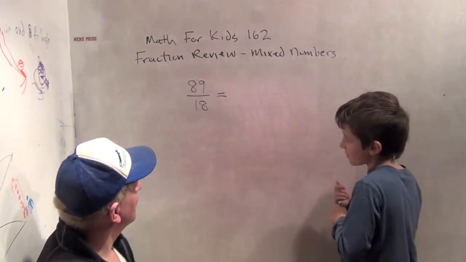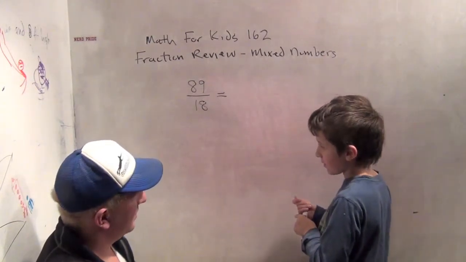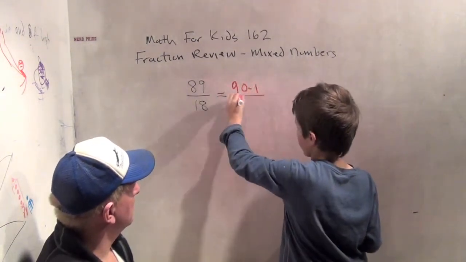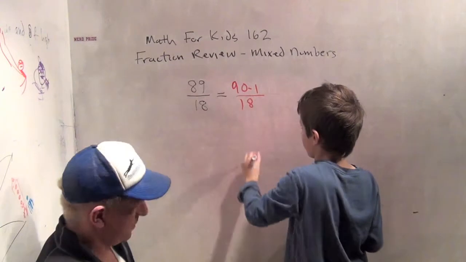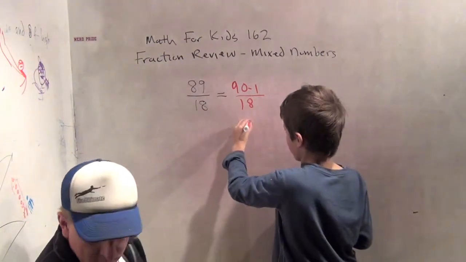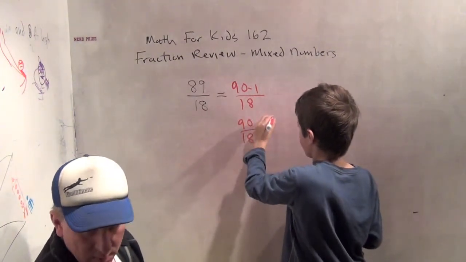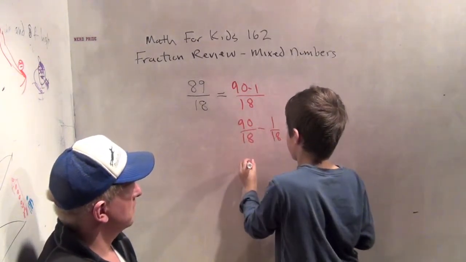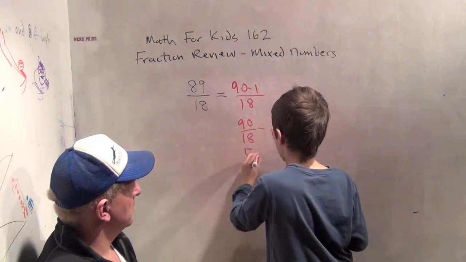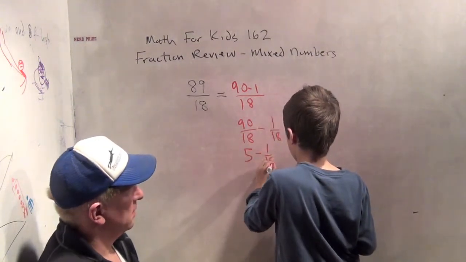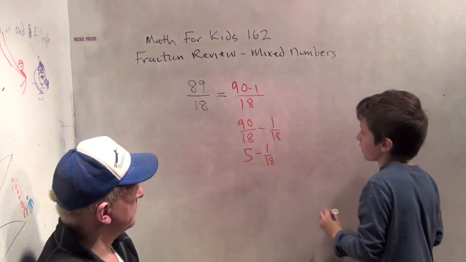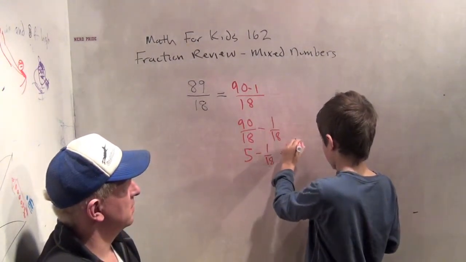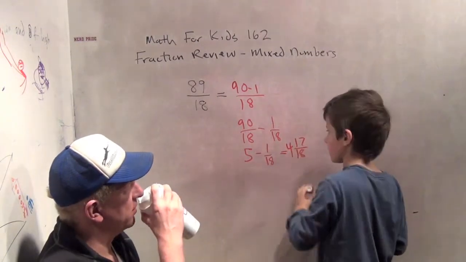So, well, 18 times 5 is 90. Okay. So we can write this as 90 minus 1 over 18, which is 90 18ths minus 1 18th. 90 18ths I just said was 5. Minus 1 18th. That's 5 minus 1 18th, which is 4 and 17 18ths. Okay, very good.